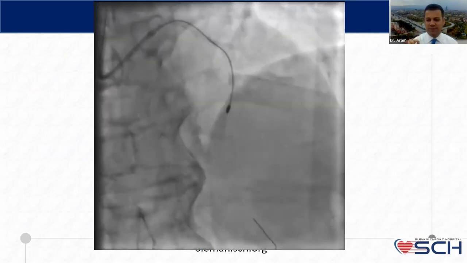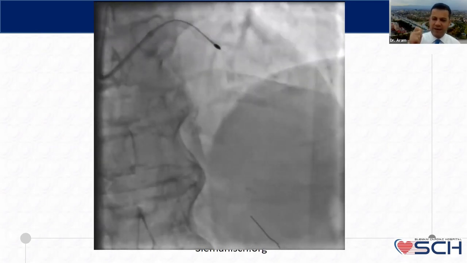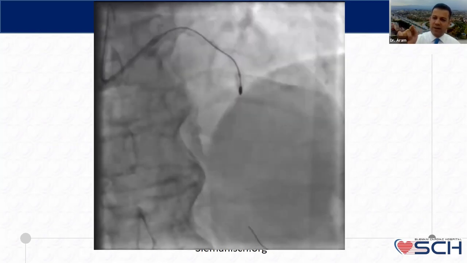This is the pecking motion. This is the pecking motion of the rotablator. You shouldn't be so fast. You shouldn't go in one go and come back slowly.